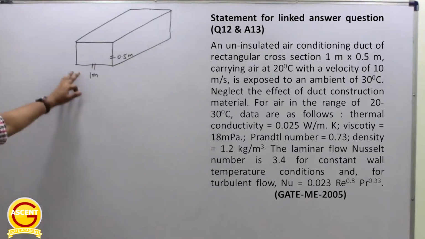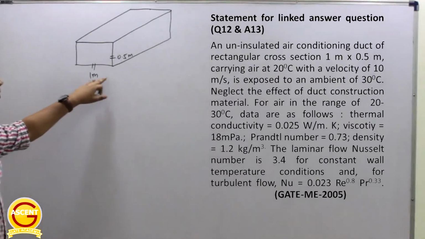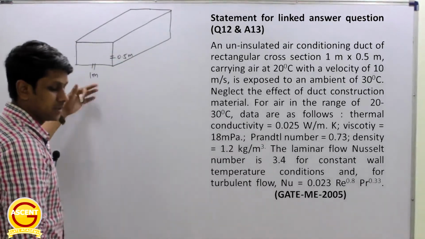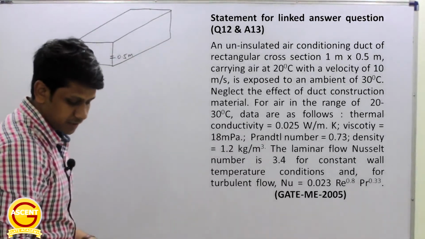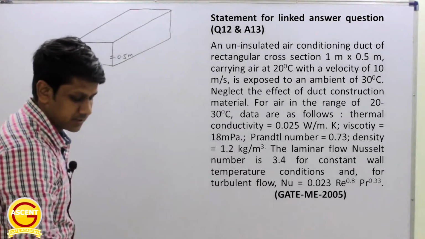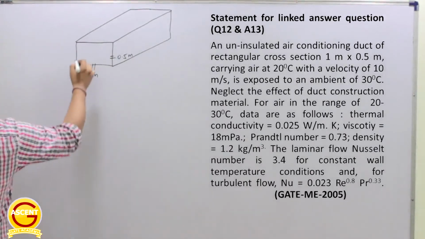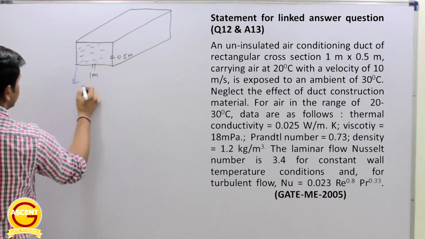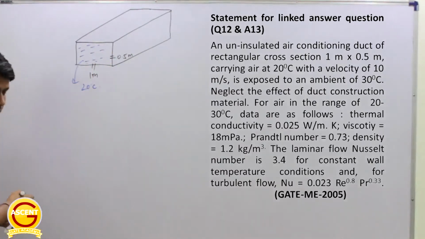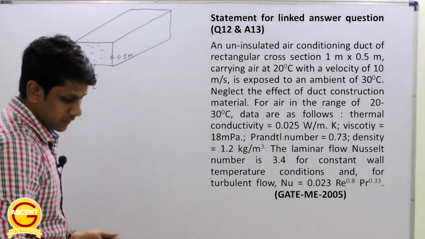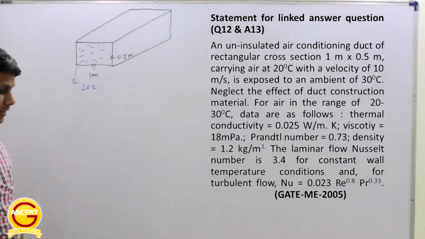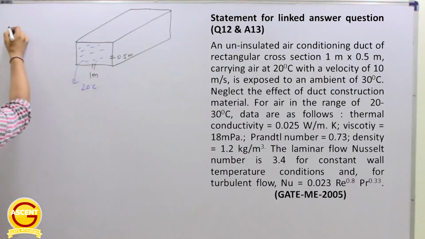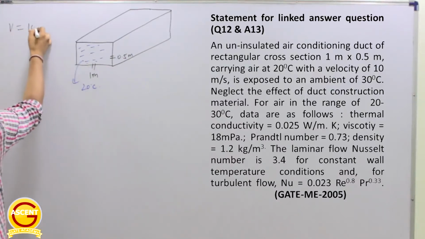Right. So he has given the cross section as 1 meter into 0.5 meter, and it is uninsulated, so heat transfer can occur. Now this is carrying air at 20 degrees Celsius. So inside it is carrying some air, and the temperature of the air is 20 degrees Celsius. Then he is saying the velocity of this air is 10 meter per second. So he has given the average velocity of the air which is flowing.